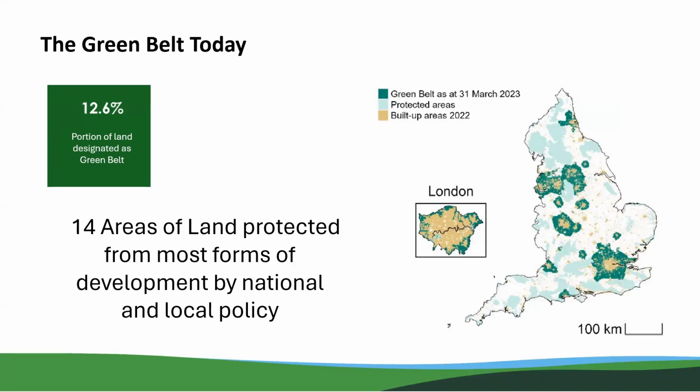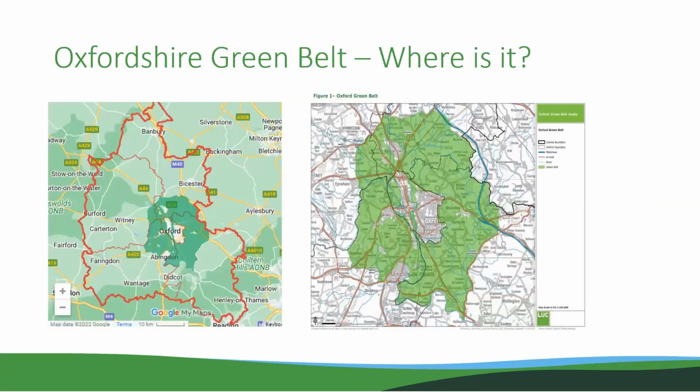Looking at the Green Belt today, 12.6% of land in England is designated as Green Belt, and this falls in 14 areas. Green Belt land is protected from most forms of development by national and local policy. So let's go on to look at the Oxford Green Belt. We can see that it surrounds the city of Oxford, falling in all 5 of our county districts. It forms a protective circular area around the city with a strip running through the city itself.